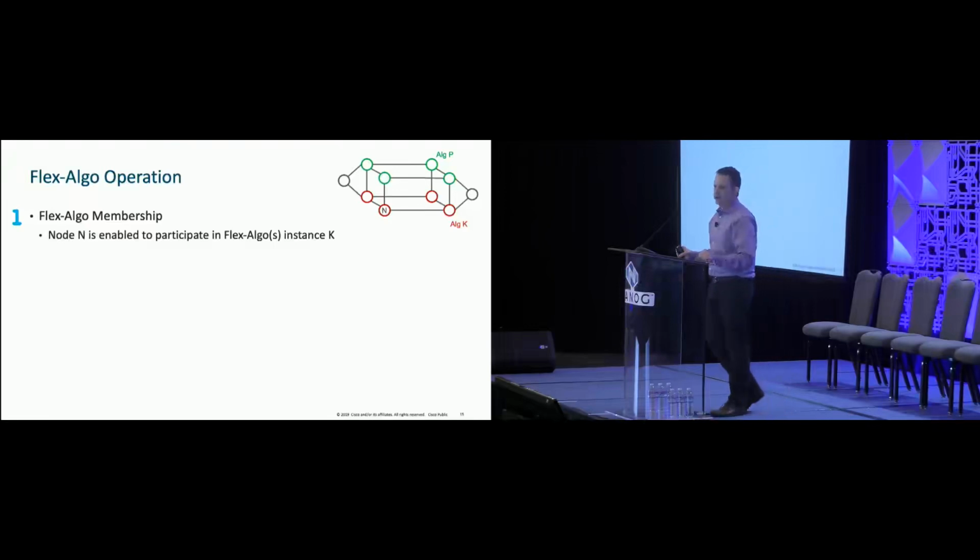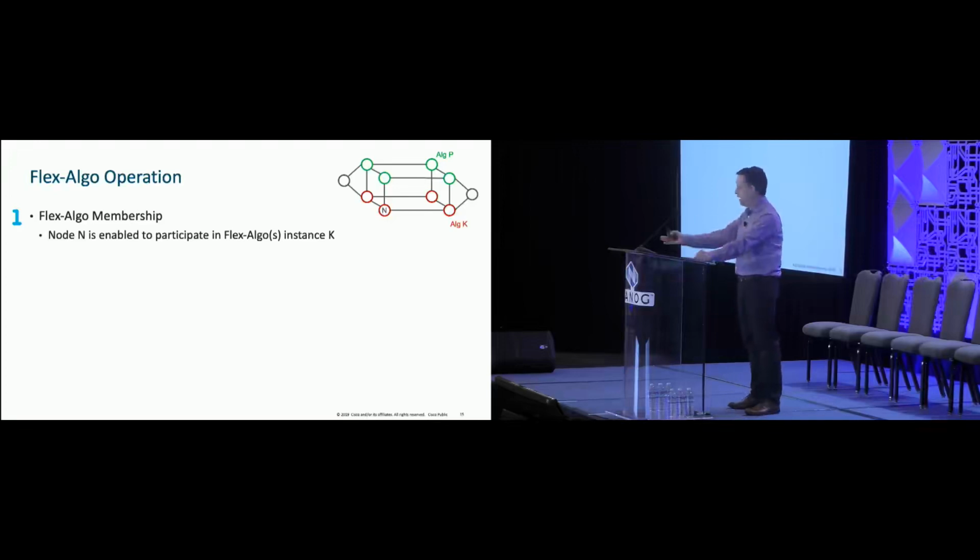So let's summarize the operation. 4 main steps. I mentioned the first one already, membership. I belong. If you look at the upper right-hand side, I borrow the topology from before. I have a node N, and it's exposed to a topology that has Flex Algos K and P. Well, N is told it is a member of Flex Algo K.